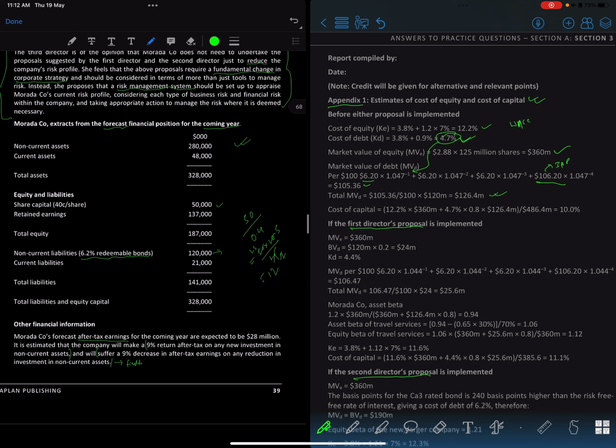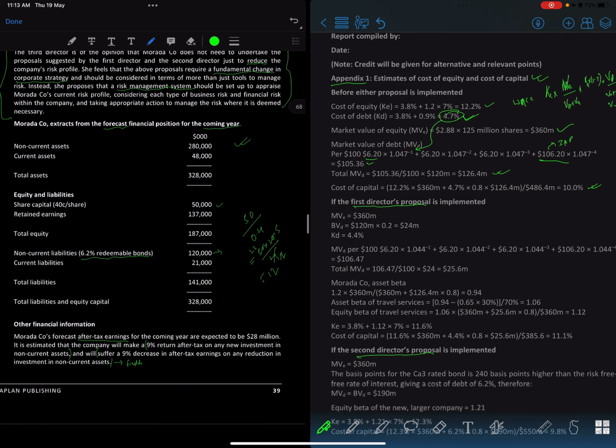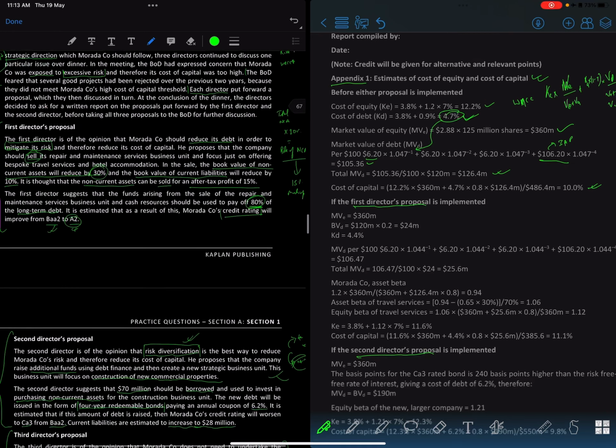And then cost of capital is basically, we know the formula: KE times the proportion of value of equity over value of equity plus value of debt, plus KD times (1 minus T) times value of debt over value of equity plus value of debt, right? So basically from there we get 10%, right? And then okay, so that's done for the market value.